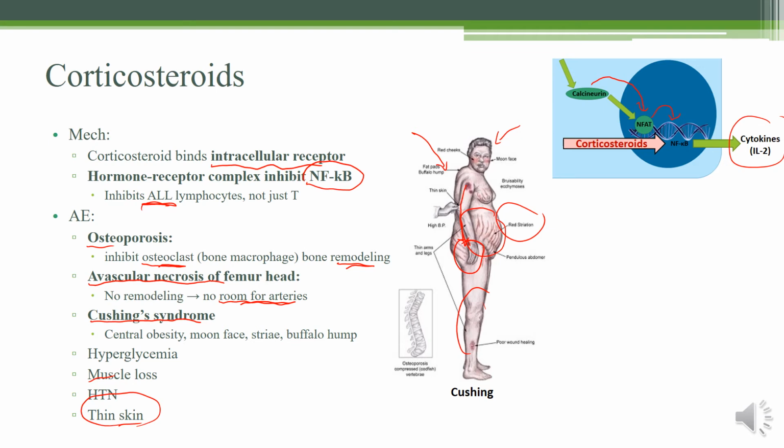That's one of the more common side effects with long-term use. Something else that it causes is hyperglycemia, hyperlipidemia, muscle loss, which is shown by the thin arms compared to your central obesity, and then hypertension.